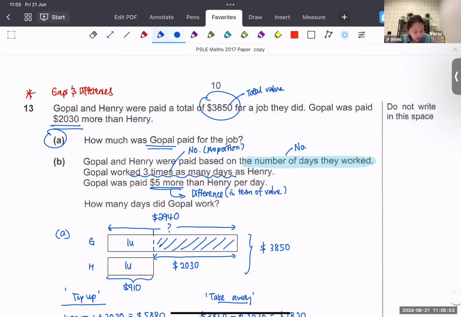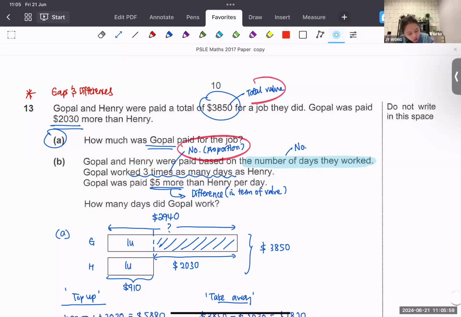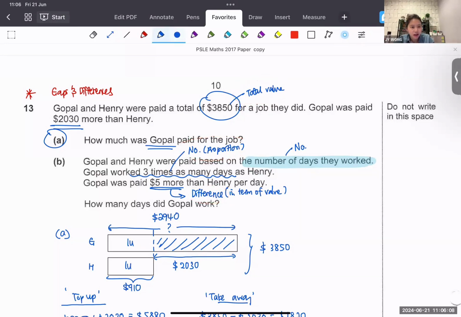So this difference is in terms of the value. So when this happens, when you have the number, when you have value, which is the total value here, and you have the difference, this is similar to your Alan and Ivan question. So what is it that we have to do here? So I will draw a model based on the number of days that they work.